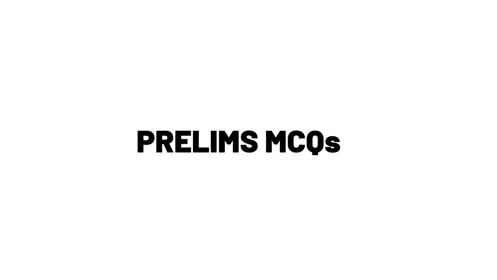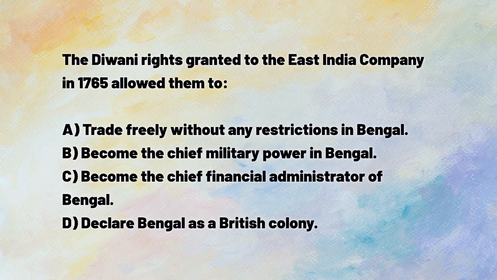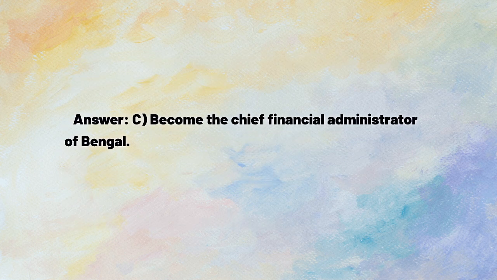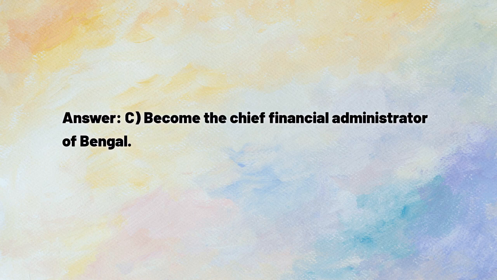Prelims MCQs. The Diwani rights granted to the East India Company in 1765 allowed them to a. trade freely without any restrictions in Bengal, b. become the chief military power in Bengal, c. become the chief financial administrator of Bengal, d. declare Bengal as a British colony. Answer: c. become the chief financial administrator of Bengal.